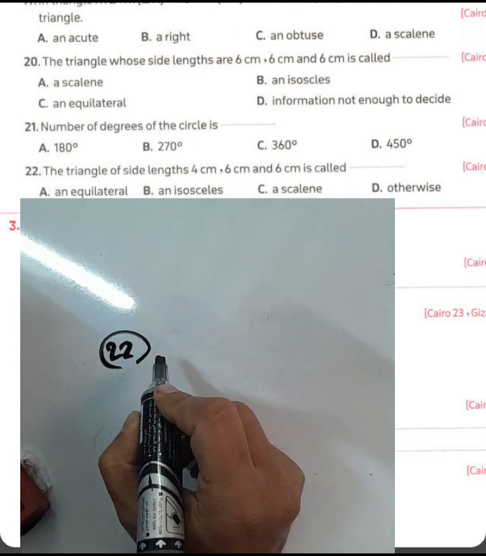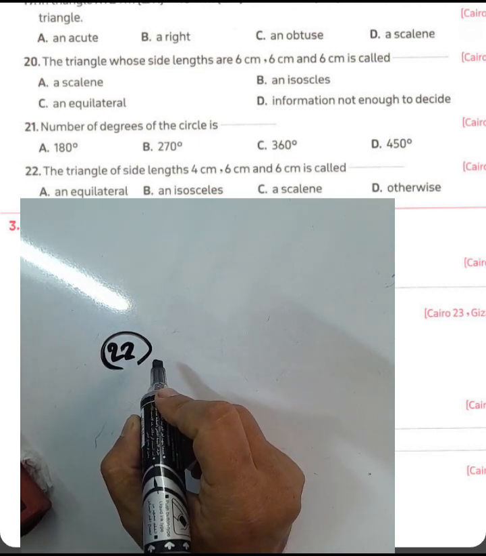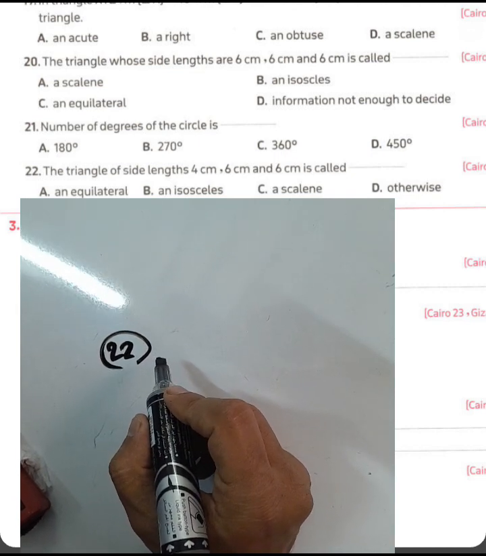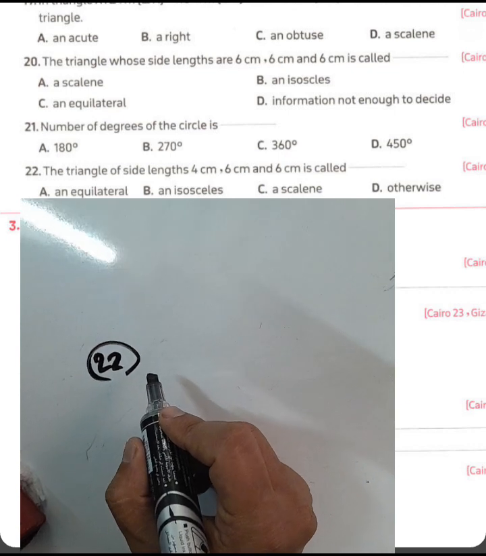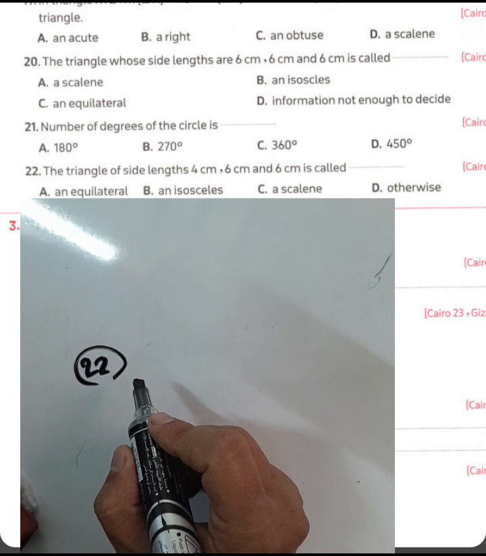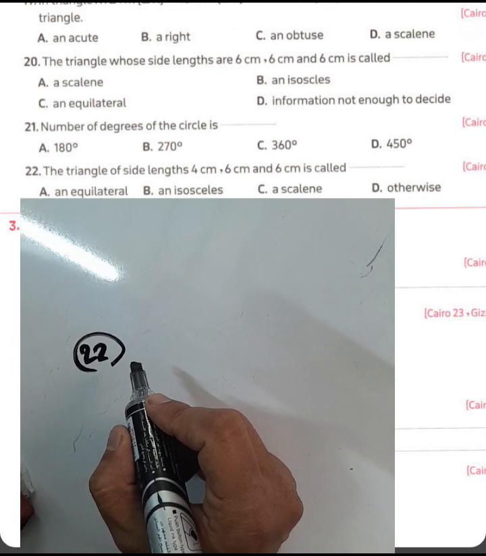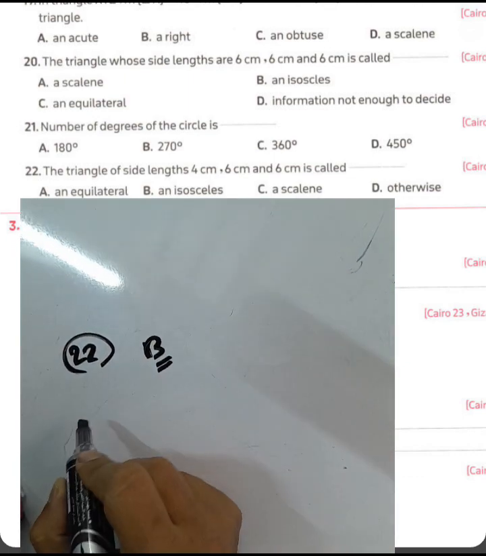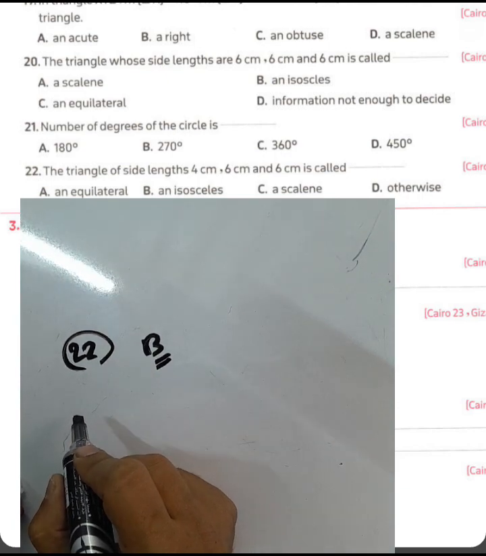Question 22 is a triangle of side lengths 4 and 6 and 6. We call it an isosceles triangle, because we have two sides here that are equal, 6 and 6. We call it isosceles. Choose letter B. Question 22, choose letter B.